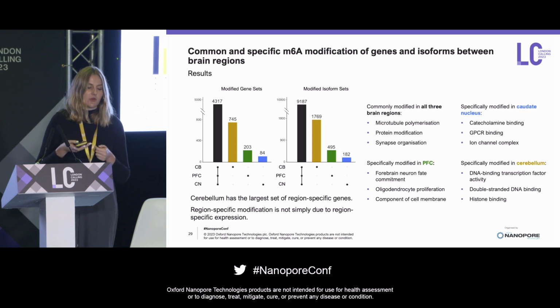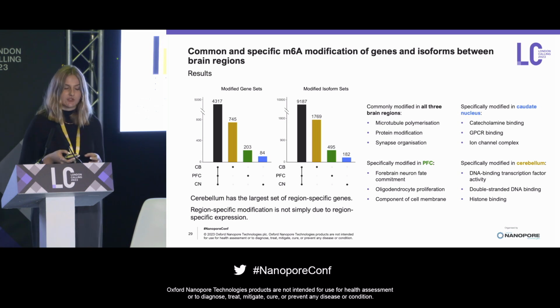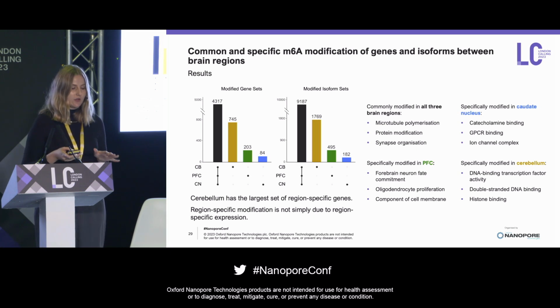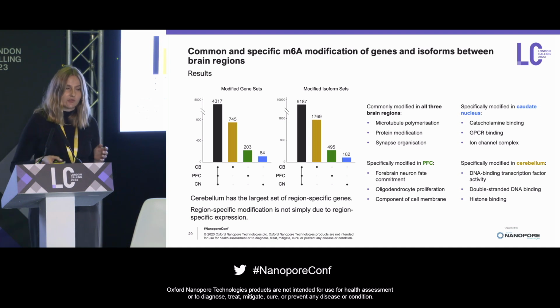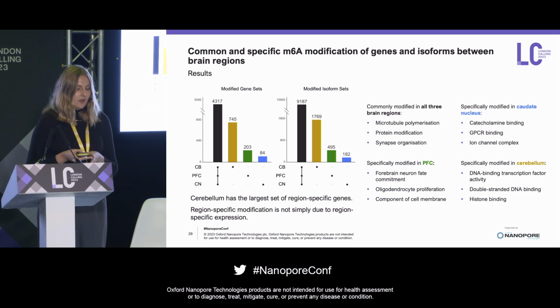We were able to identify both common and specific modification of genes and isoforms between the brain regions. So as we can see in these plots in the dark grey bars here, if a gene or isoform is modified in one brain region, it's typically shared across all the brain regions. However, we do also see a specific modification of genes and isoforms, and most of these are in the cerebellum.